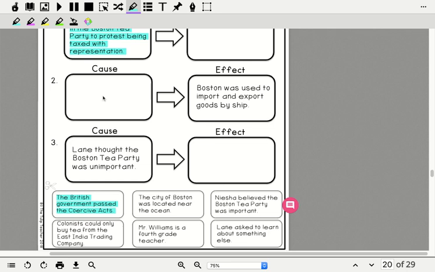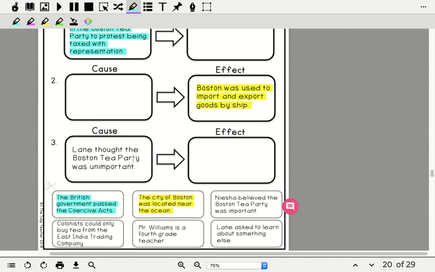So now I need to find the cause. This says Boston was used to import and export goods by ship. So why would someone use Boston to import and export things by ship? Ships need to be close to the ocean. So there's only one choice that tells me it is close to the ocean. Okay, this last one down here.